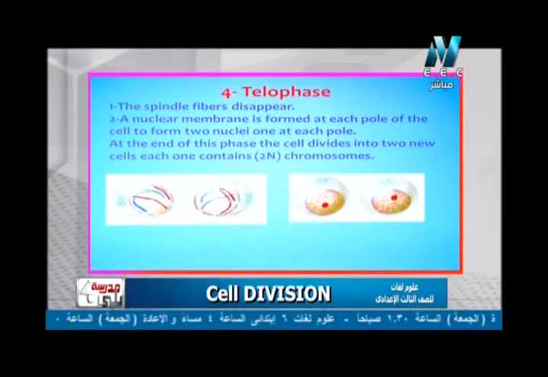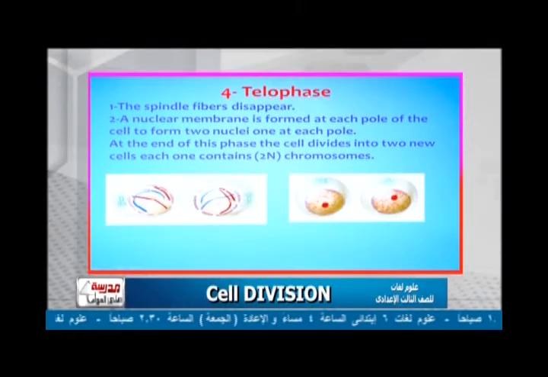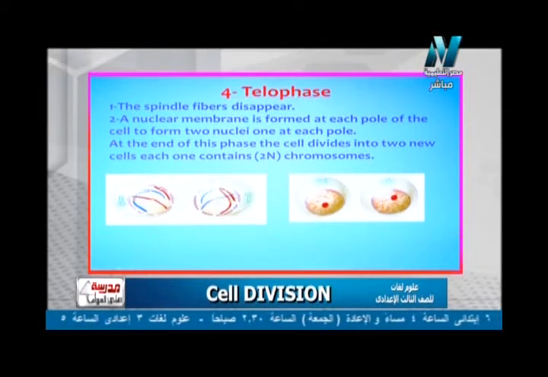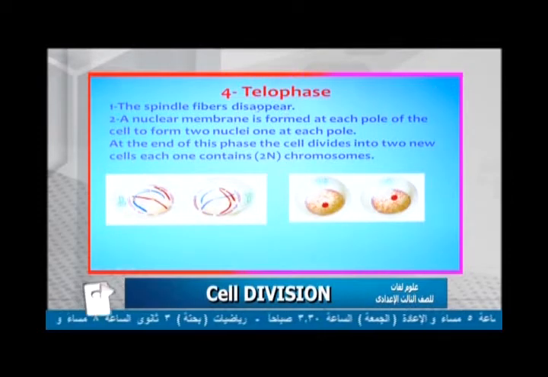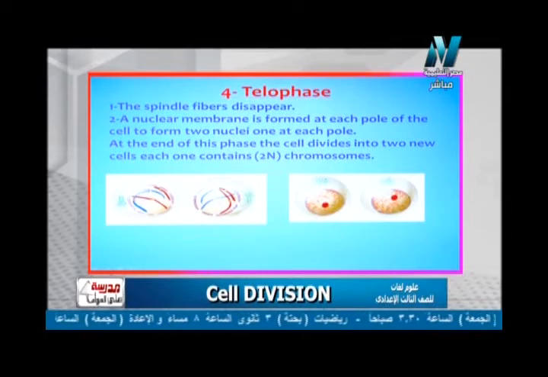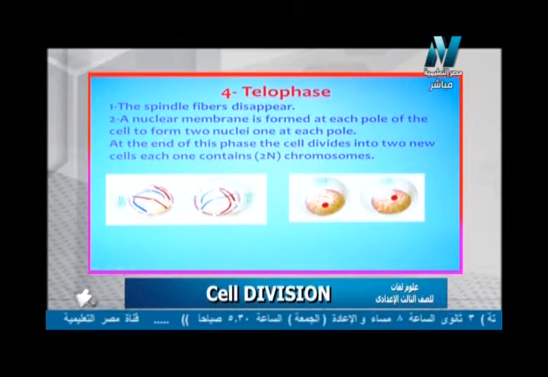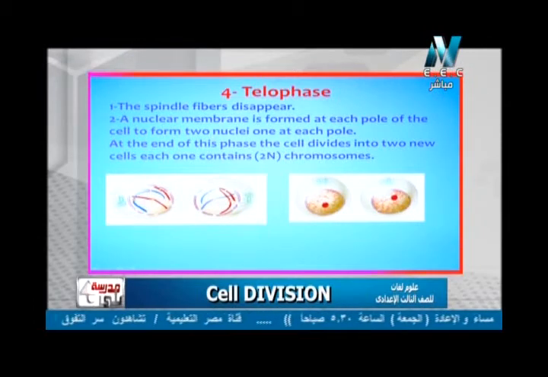طيب we look together, have a look together. The phase number 4 is called telophase. طيب what's meant by telophase? This is the fourth stage and the last stage in the mitosis division. What happened? Spindle fiber disappears. Nuclear membrane is formed at each pole of the cell to form 2 nuclei, one at each pole.